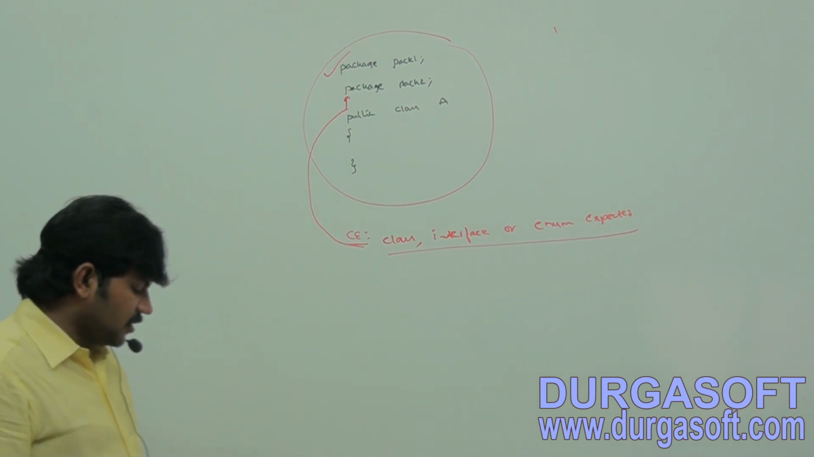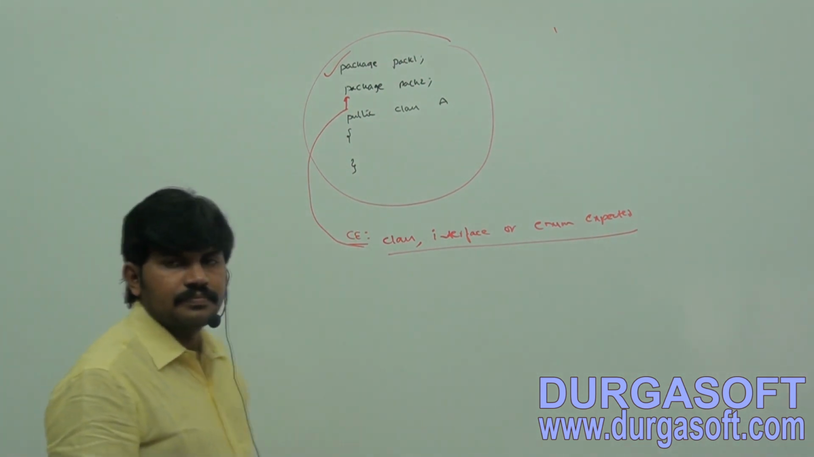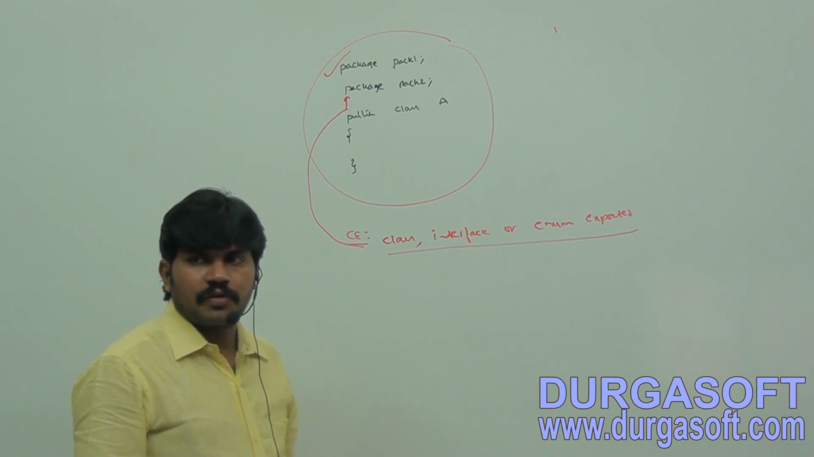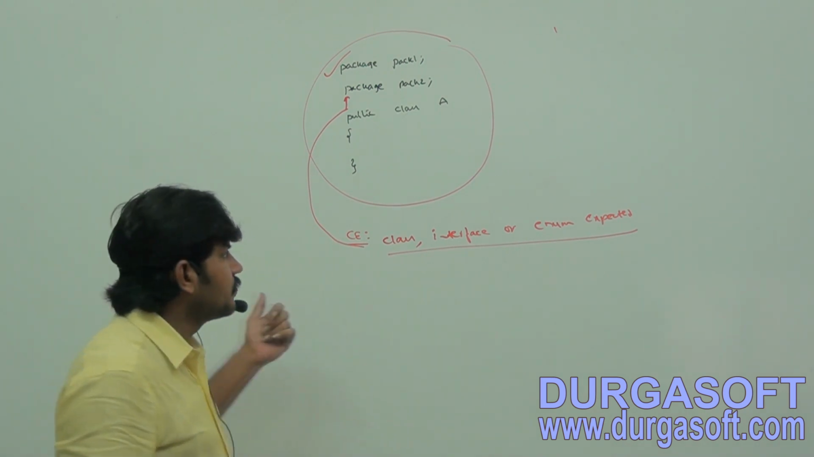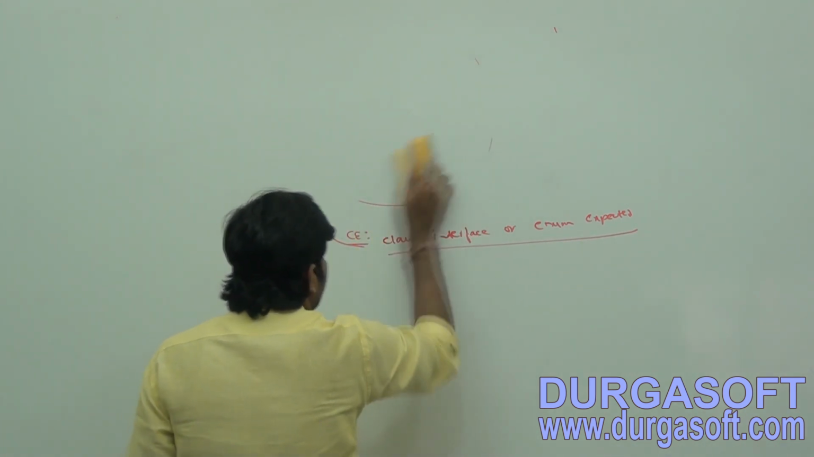Now the terminology is very clear for you people anyway, right? Not required to keep much explanation about this one. Class, interface or enum expected. Now let's move on to conclusion 2.